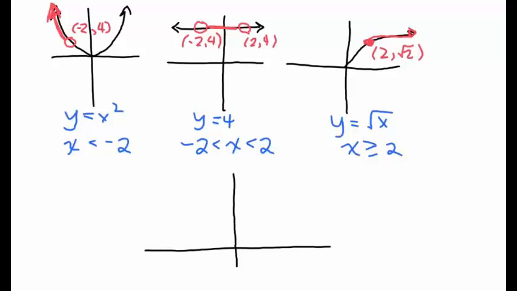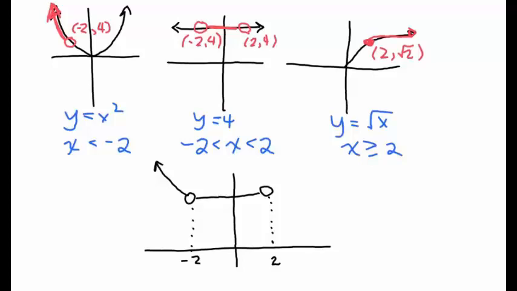Putting this all together, we have the following. At the point -2, 4, we are going to have an open circle if we're going to have that part of the parabola. Then between -2 and +2, we're going to have a horizontal line with another open circle here at 2, 4.